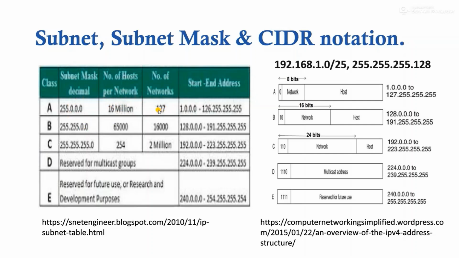How many networks can we have? 127. So you have 127 networks, so you have 127 groups. But in each group we have 16 million hosts, which could be a lot, because probably we are just setting up a small classroom, and having all this number of hosts is excess, or redundant, or we don't need it. So we want to efficiently use the IP addresses.